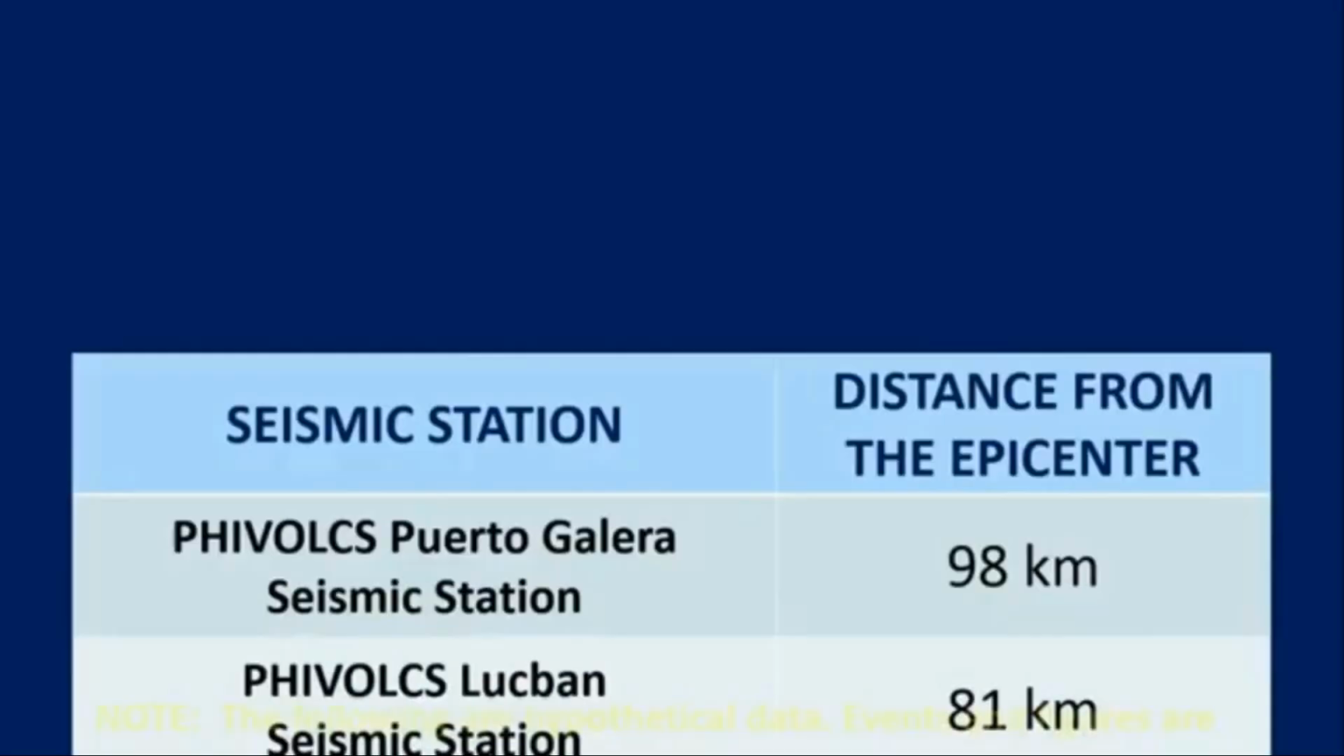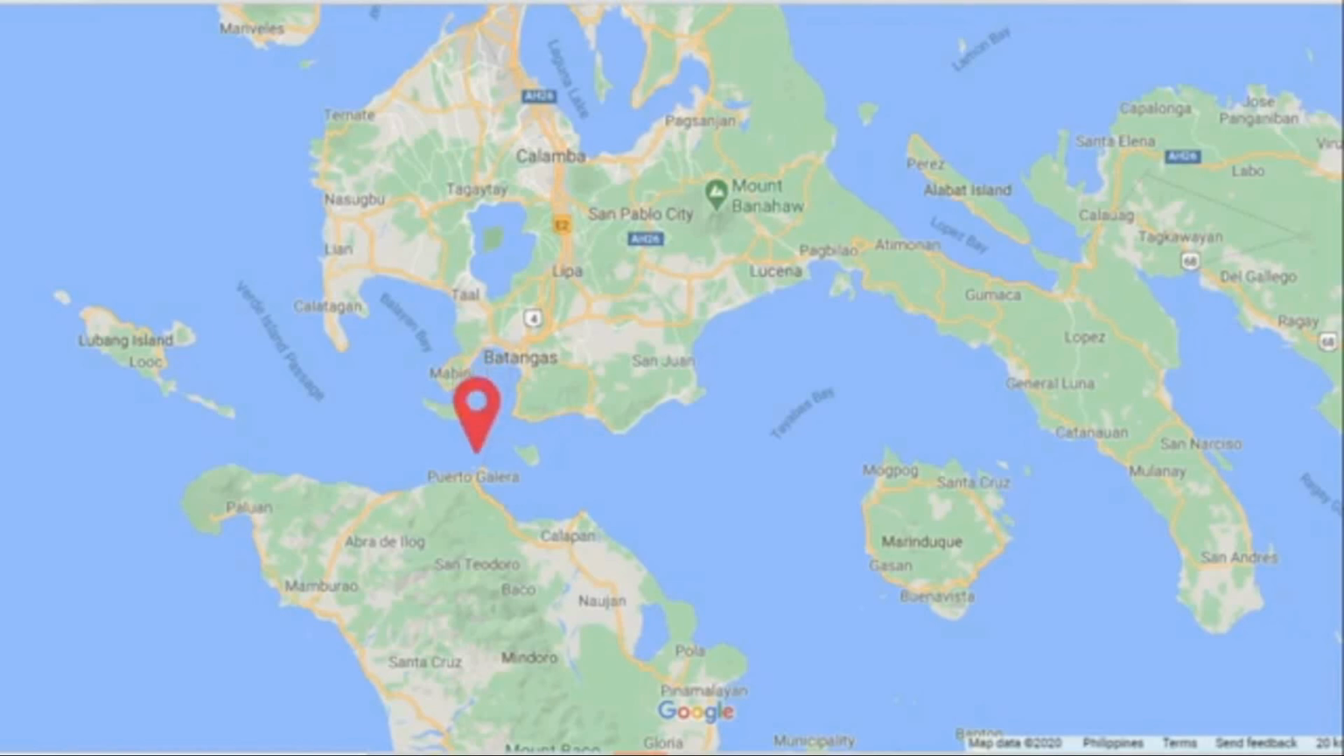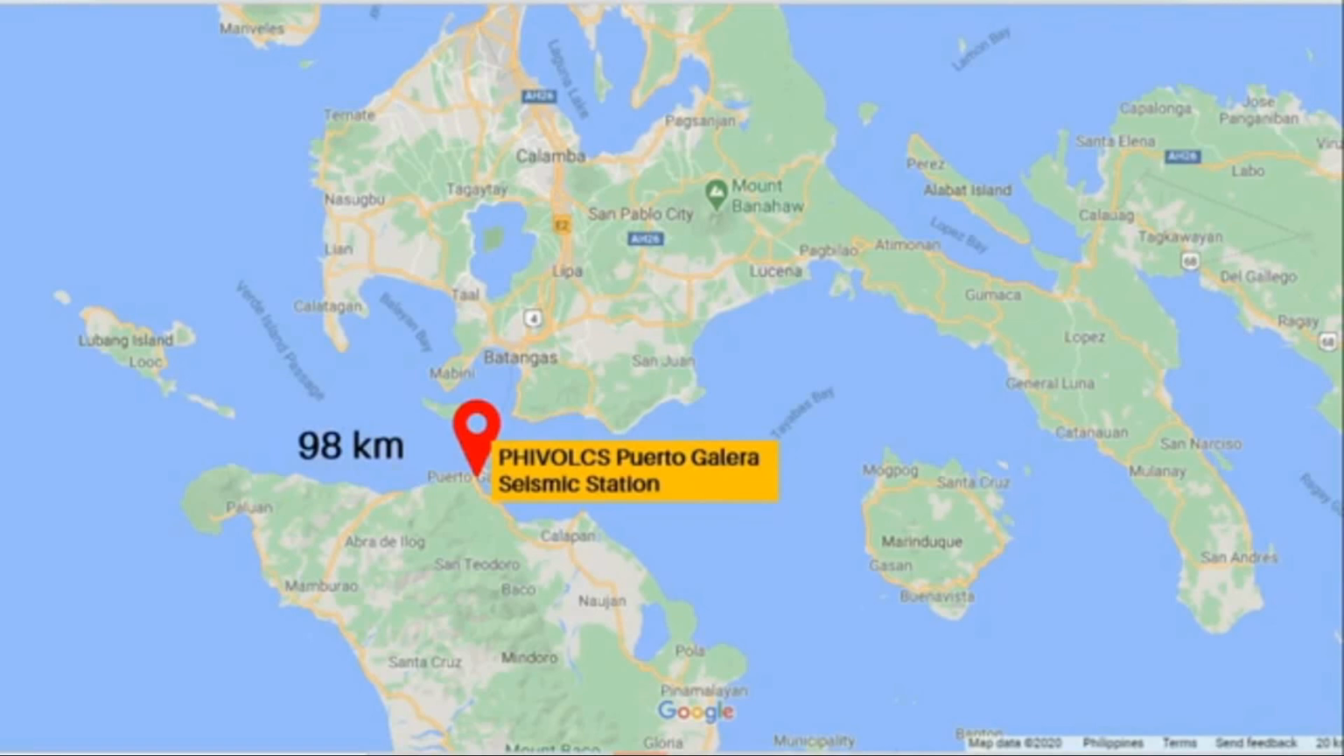Take a look at the hypothetical data in the table. Let us assume that the following data were already derived from the actual difference in the arrival time of the P wave and S wave. Let's begin with PHIVOLCS Puerto Galera Seismic Station. According to the data, PHIVOLCS Puerto Galera Seismic Station is 98 kilometers away from the epicenter.